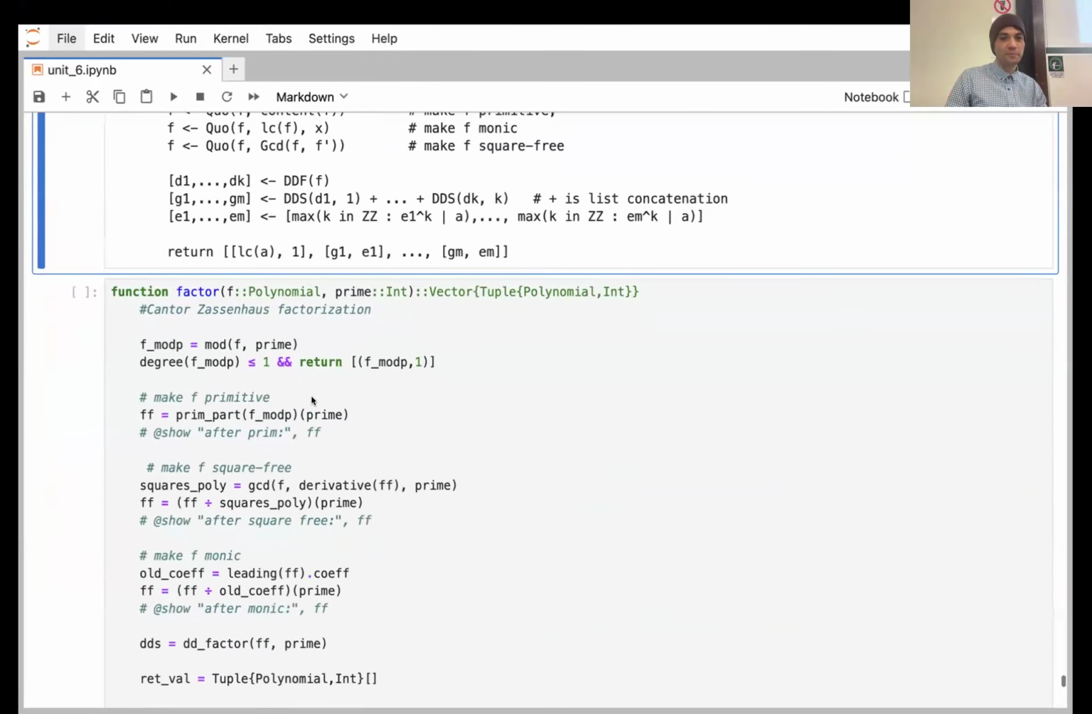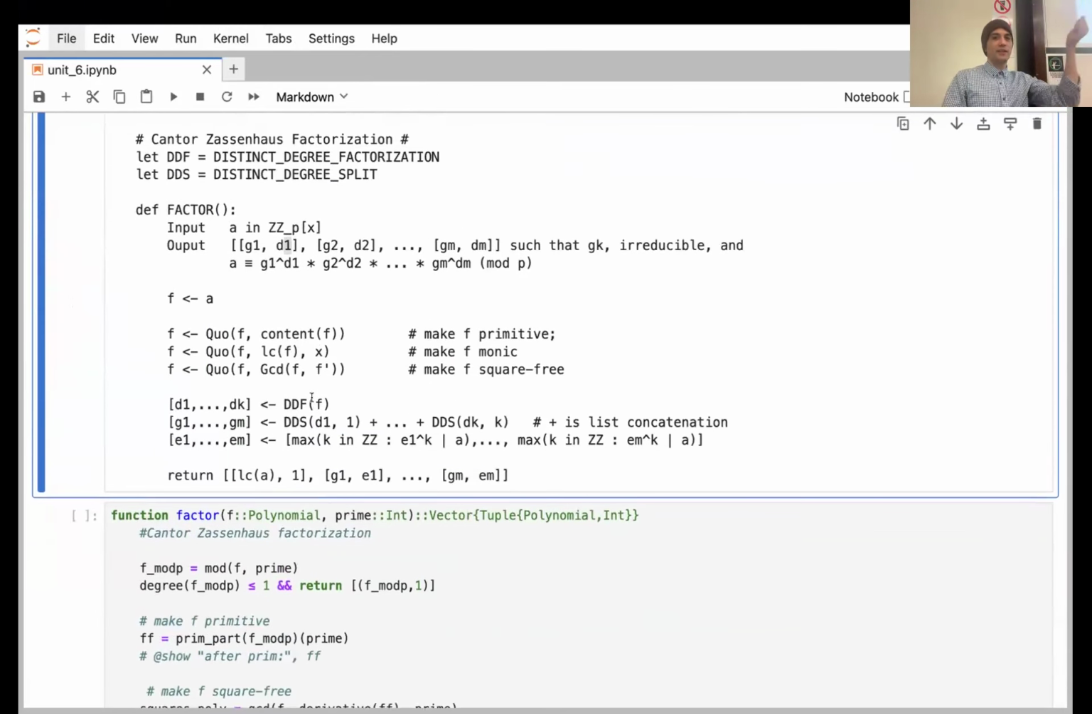Cool beans. Okay, so what do we want to do? So in comes A, out comes an actual factorization mod P. Okay, take A and duplicate it, I guess. That's what this says. This is only necessary because I don't want factor to actually destroy what's coming in.